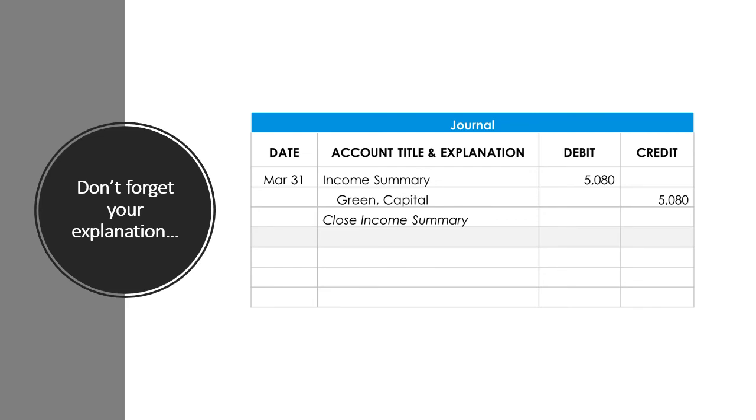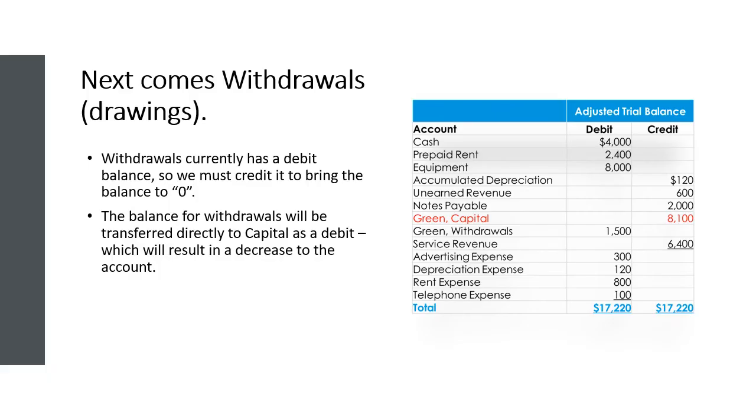So at this point in time, our revenue has a balance of 0, our income summary has a balance of 0, and our expenses have a balance of 0. So what's left? The next thing we have to deal with is our drawings or withdrawals. So let's take a look. We do have a withdrawal here, and our withdrawal is for $1,500 as a debit. So if we want to bring the balance of that withdrawals account down to 0, what are we going to do? We are going to credit it.